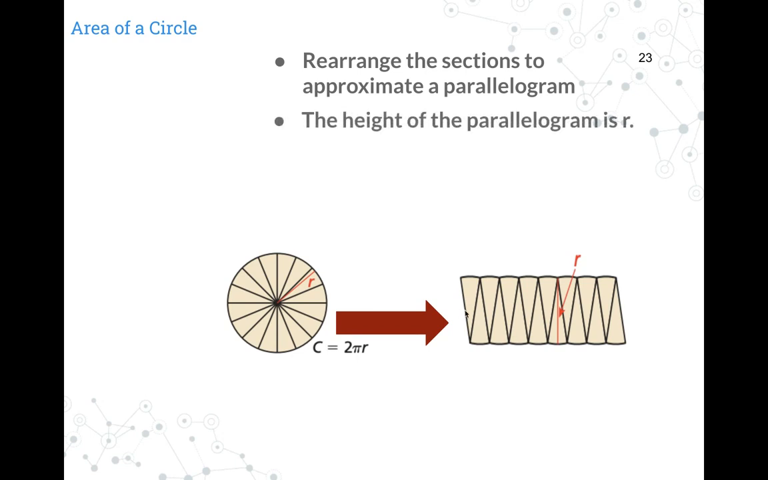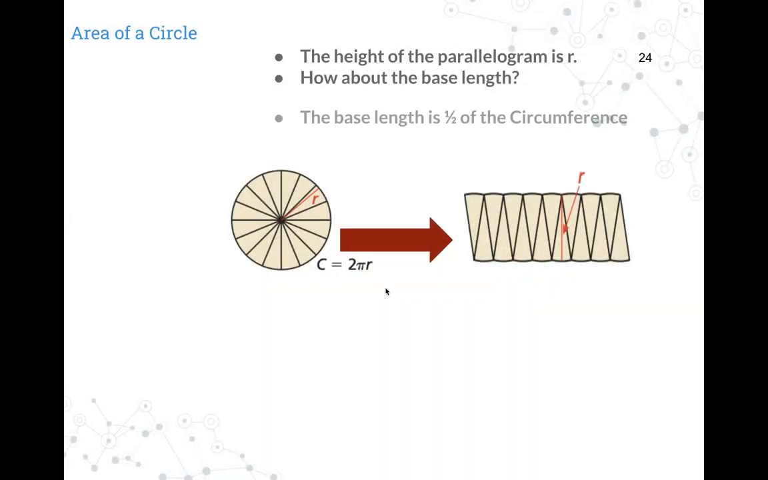Okay, so what is the height of this parallelogram? The height is just r, the radius of the circle. So the big question is, how long is this base? This is the crust of the pizza, but not all of it. This has crust up here, so that's half of the crust, and that's half of the crust, or half of C, half of the circumference. So the base length is half of the circumference, and instead of 2 pi r, it's just pi r.